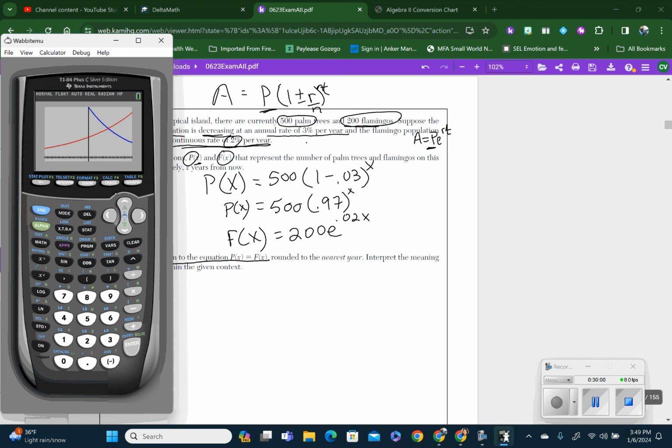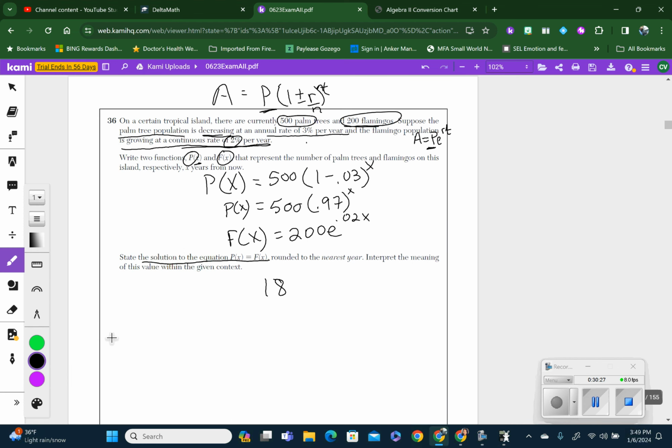Look, so now I have both of them, right? I'm looking to see where they are equal. So to do that, I hit second trace. Option number 5 is intersect. Since I only have one point of intersection, I'm going to just hit enter, enter, enter. There we go. So I have 18, right? Because I'm rounding it to the nearest year. So my year is 18.